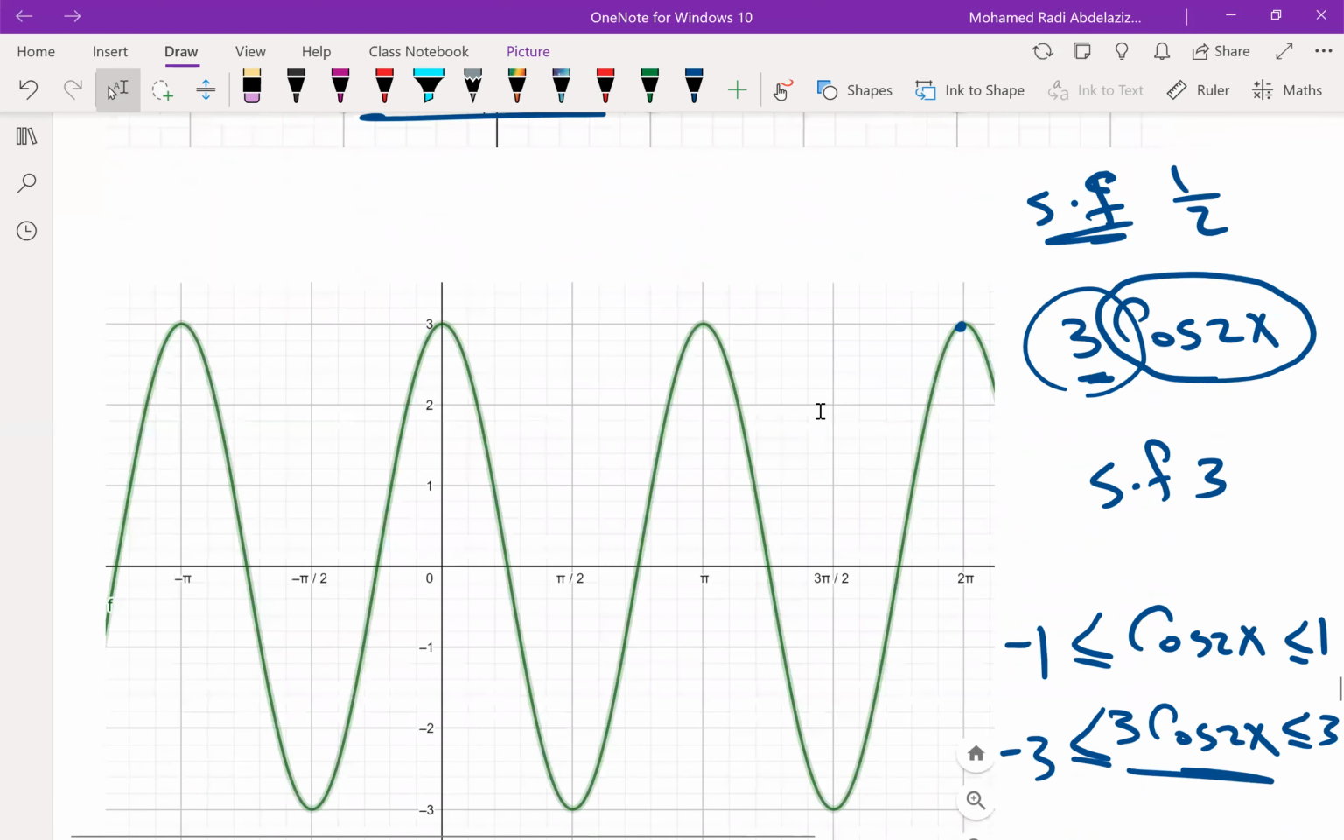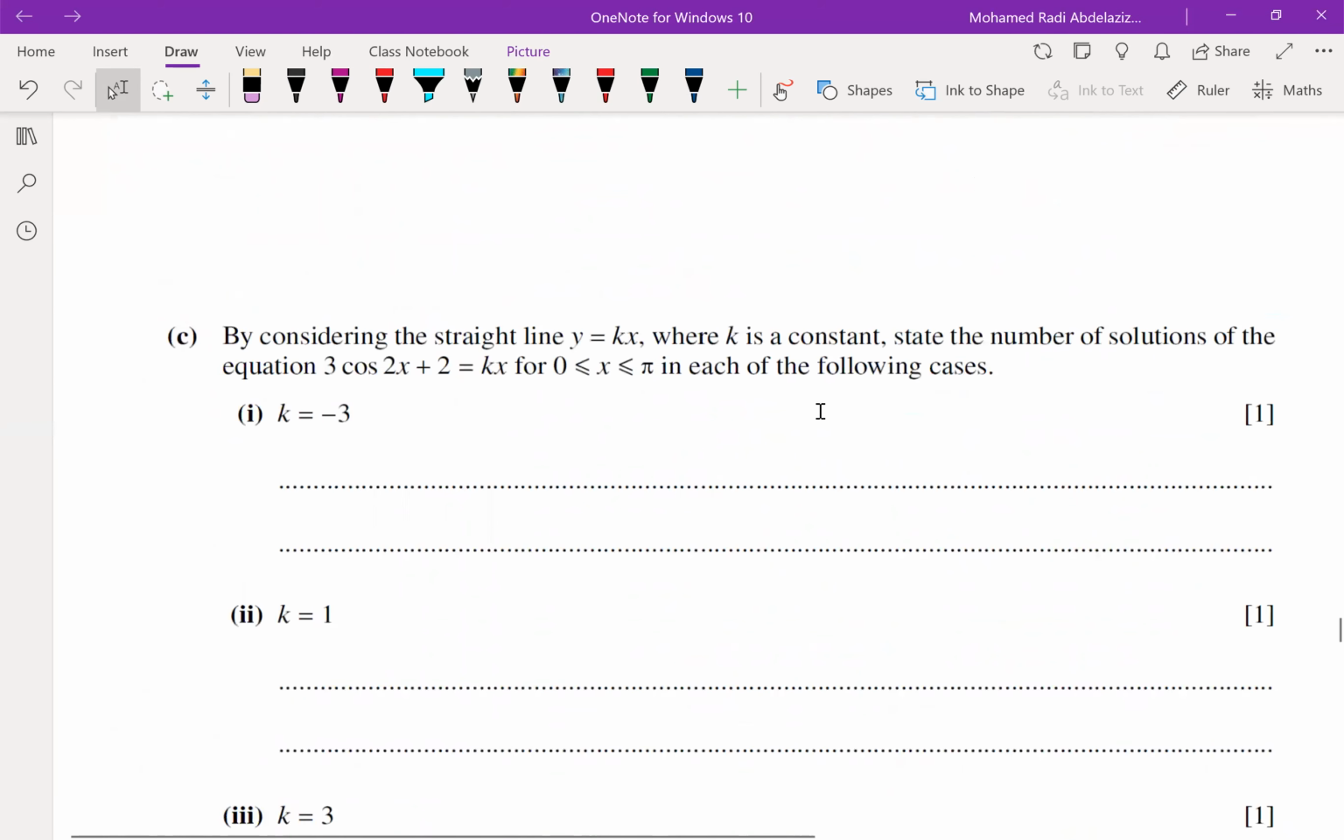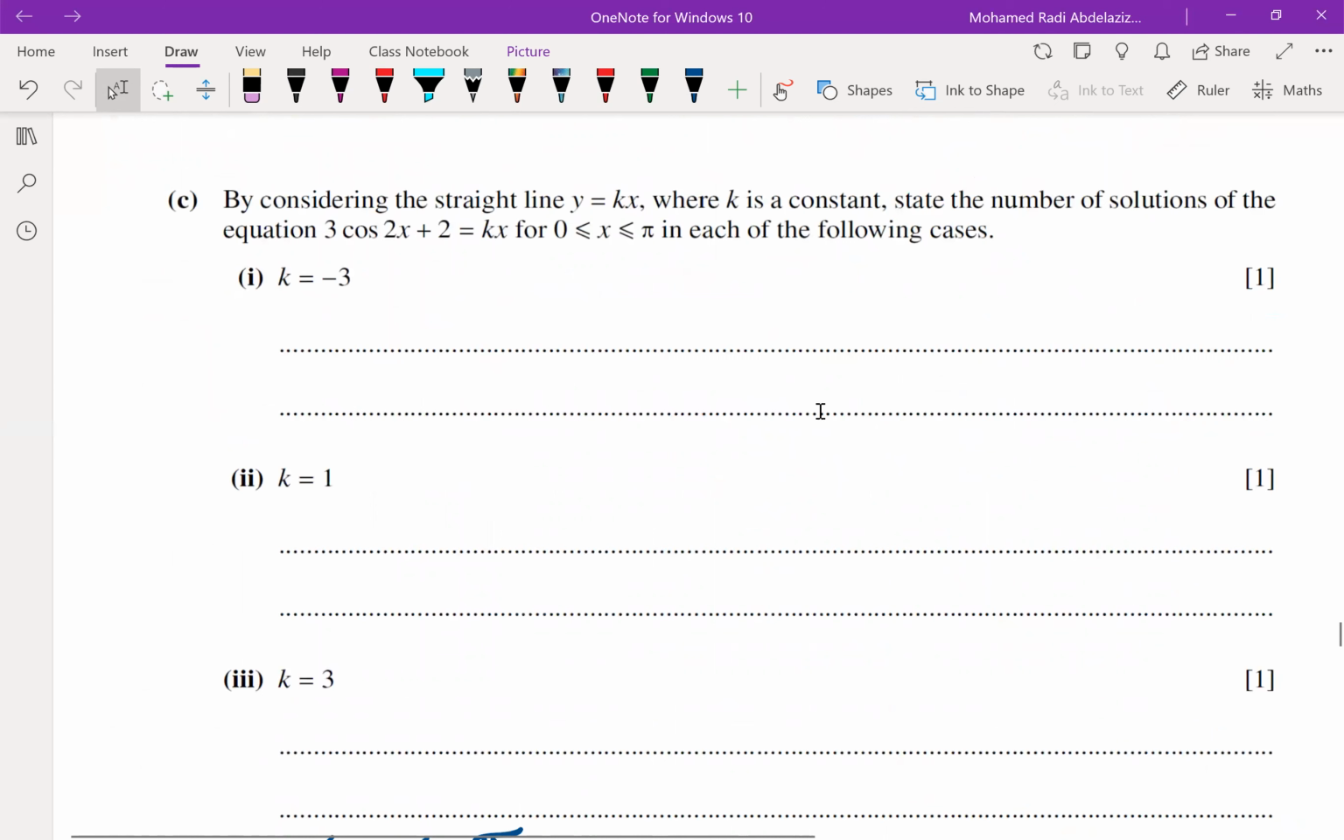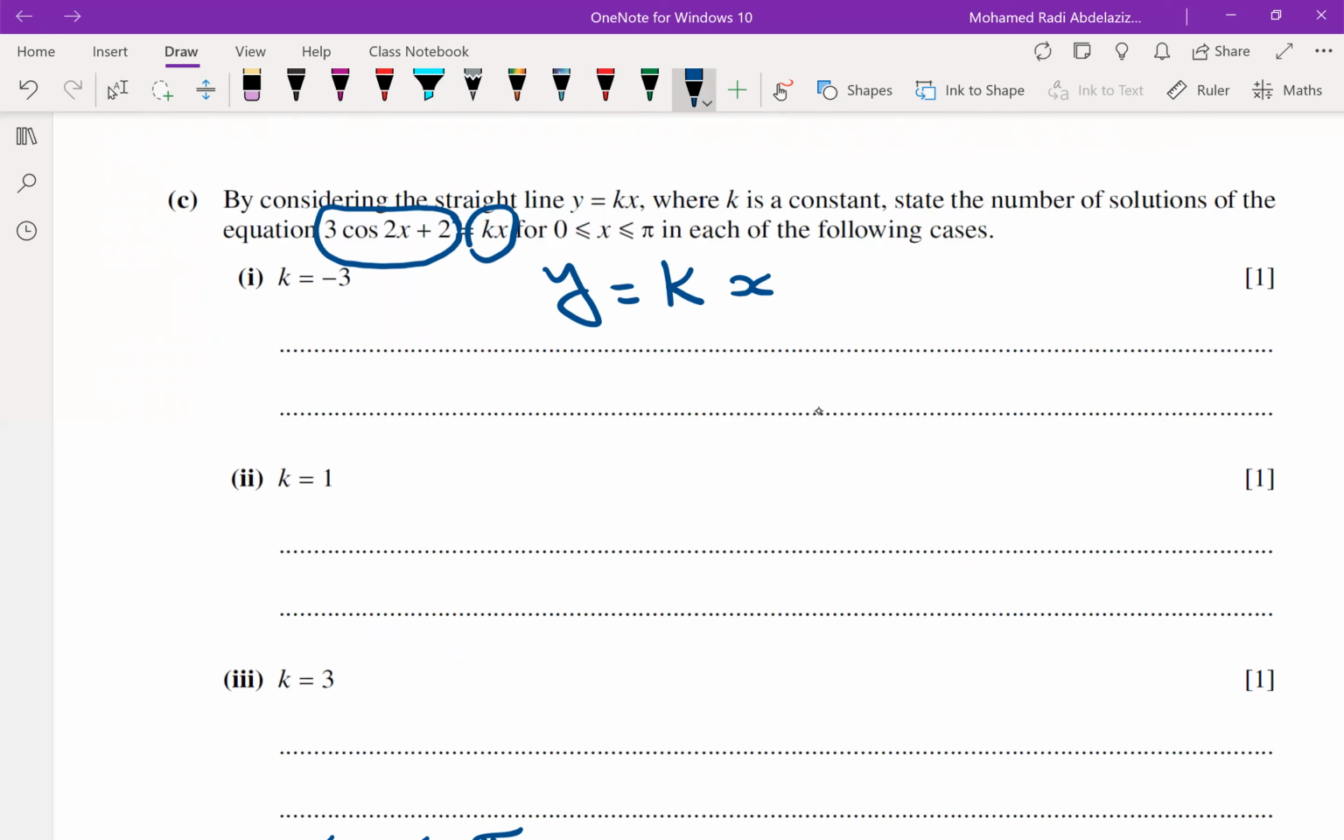Let's now read part 2 after sketching the graph. By drawing a straight line, y is equal to kx. Solving equations graphically depends on sketching the graph of the left-hand side, which we already have, and drawing the graph of the right side. So write the function y is equal to kx.